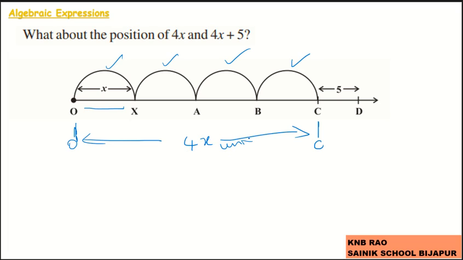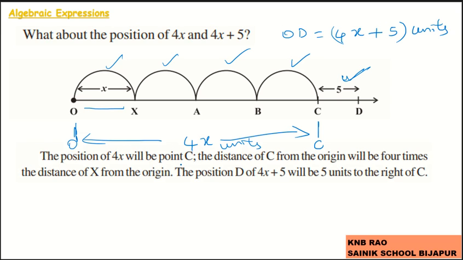So this is 4x units, and from C to D 5 more units, together O to D gives me 4x plus 5 units. So this is the meaning of expression on a number line.